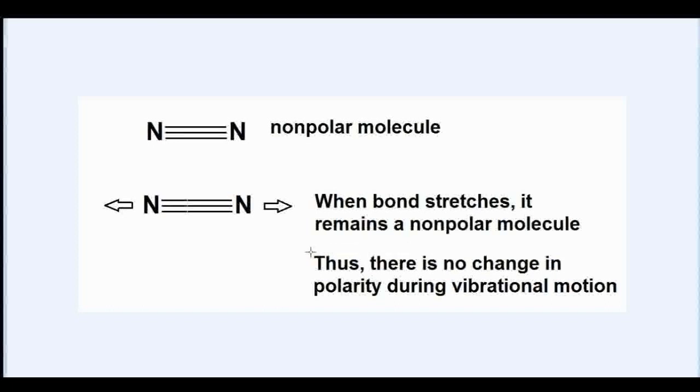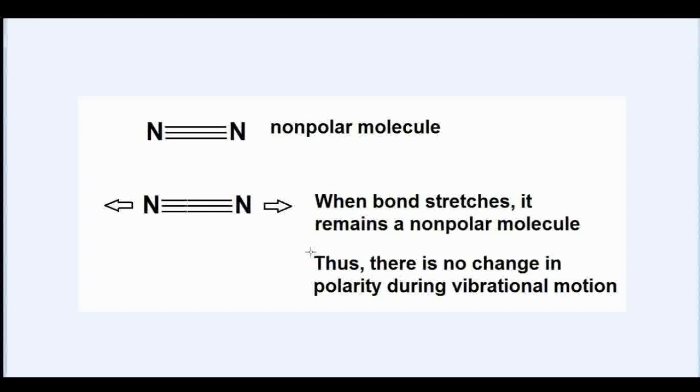And that's very important. Now, if a vibrating bond changes its polarity, it can absorb an IR photon. We say that that vibrating bond is IR active. If a given bond in a molecule, given its vibration, does not undergo a change in polarity, no change in dipole moment, we say that it is IR inactive. It cannot absorb an IR photon, even if there's a match in frequency between the photon and the vibrating bond.